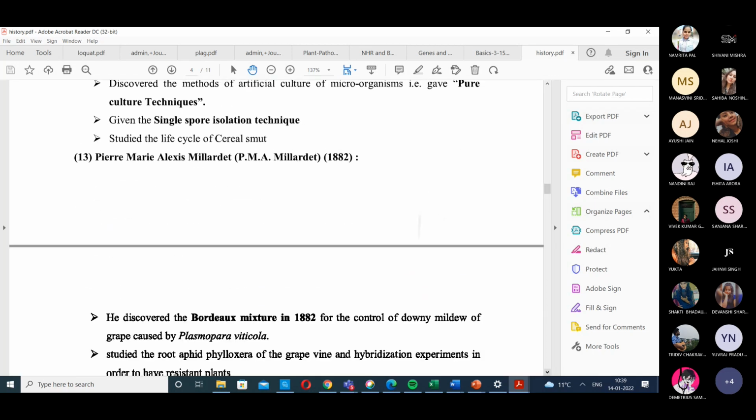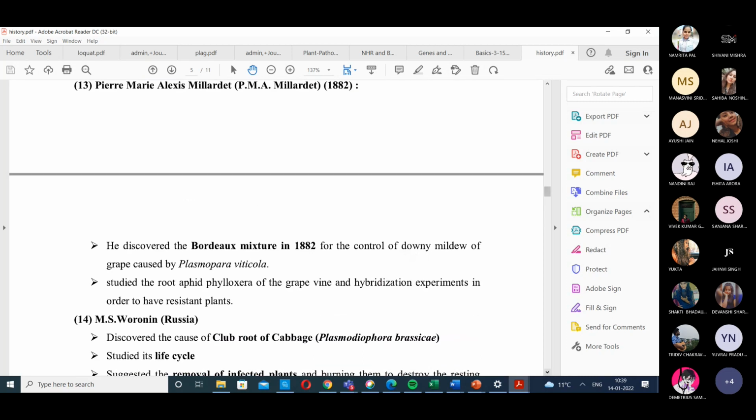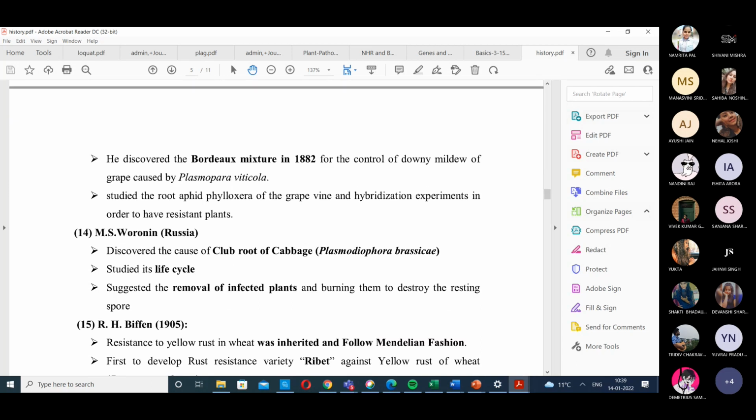Then, okay, Millardet. We'll go for Millardet. We'll not go for everyone. Millardet was an important person. He discovered Bordeaux mixture in 1882, and this Bordeaux mixture is being used in the management of many fungal diseases such as downy mildew of grape, which is caused by Plasmopara viticola. And he also studied the root aphid phylloxera of grapevine, and he did some hybridization experiments in order to have a resistant plant. So he tried to develop some resistant plants also.